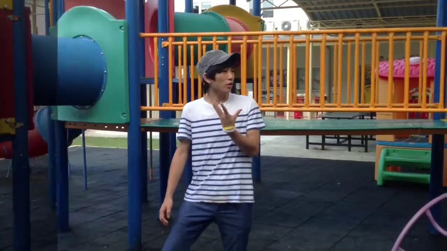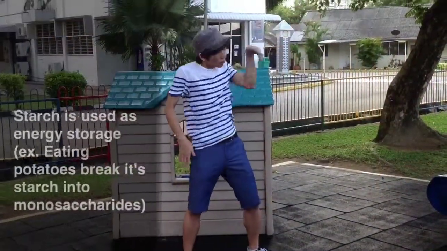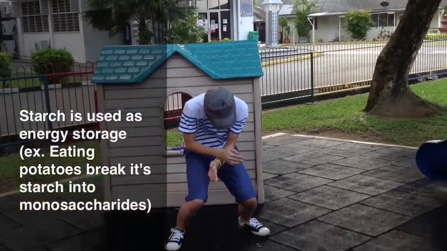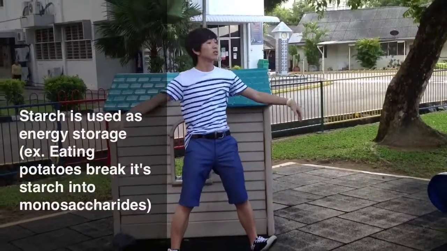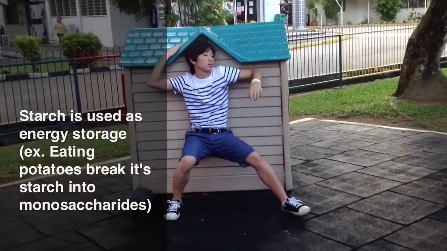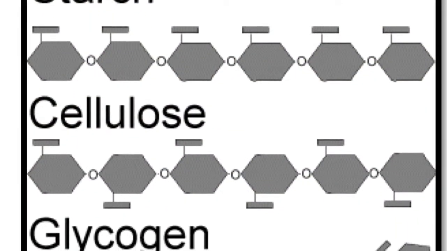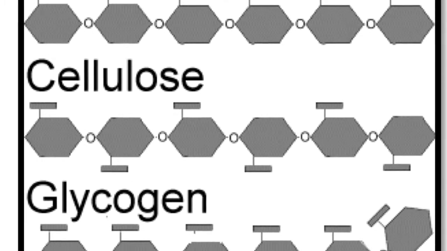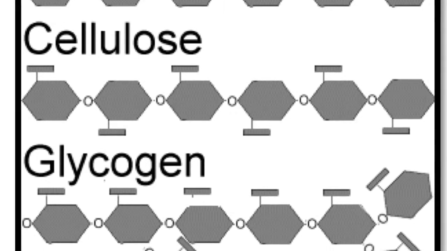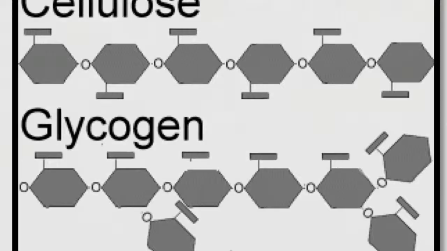Starch is another polysaccharide and is used as energy storage. For example, eating potatoes breaks its starch into monosaccharides. These are all examples of polysaccharides formed where glucose chains are linked together. They differ in how the glucose molecules link together in their chemical position.